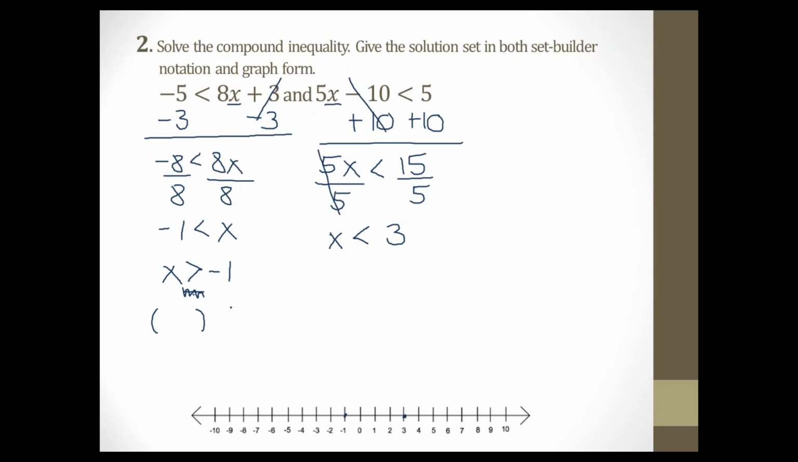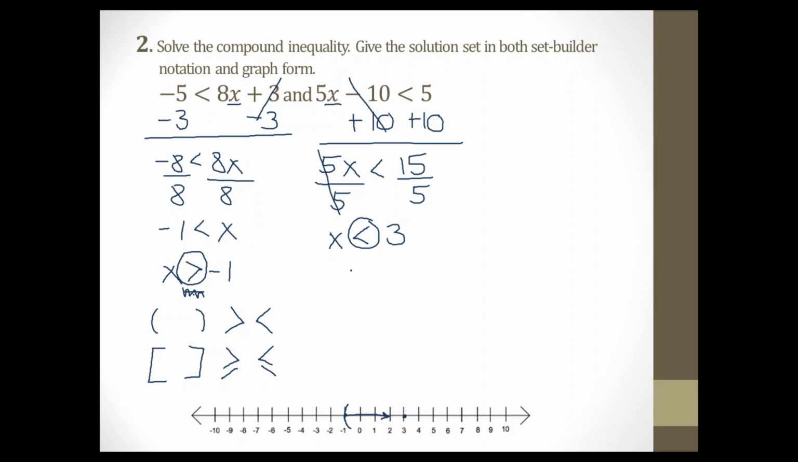So the parentheses go along with these two signs, and then the brackets go along with the greater than or equal to sign and the less than or equal to sign. So in our case we only have these signs, so we're dealing with parentheses. At -1 it says x is greater than -1, so the numbers greater than -1 are on the side to the right of -1, which should be shaded.